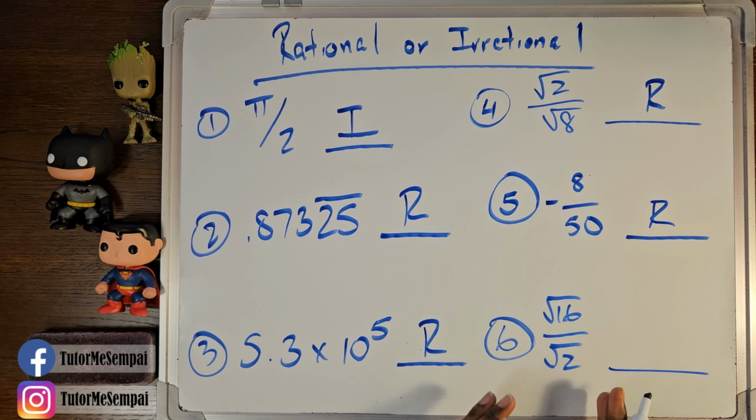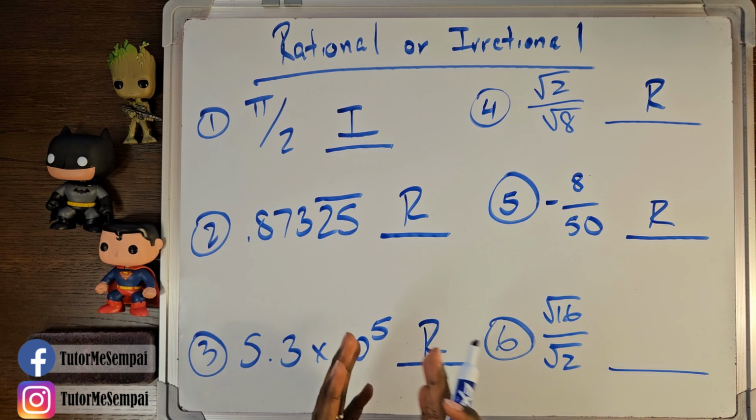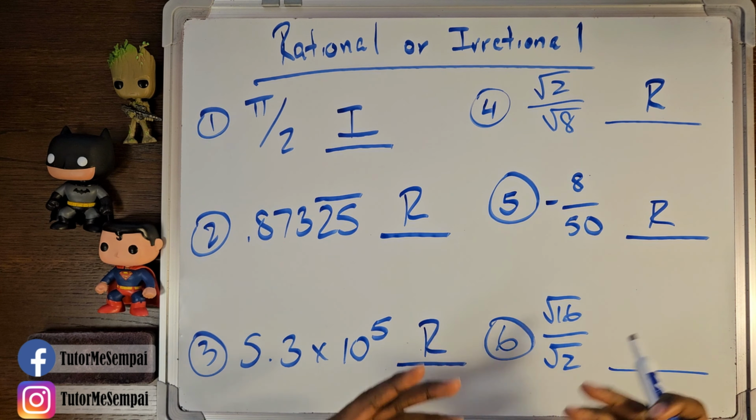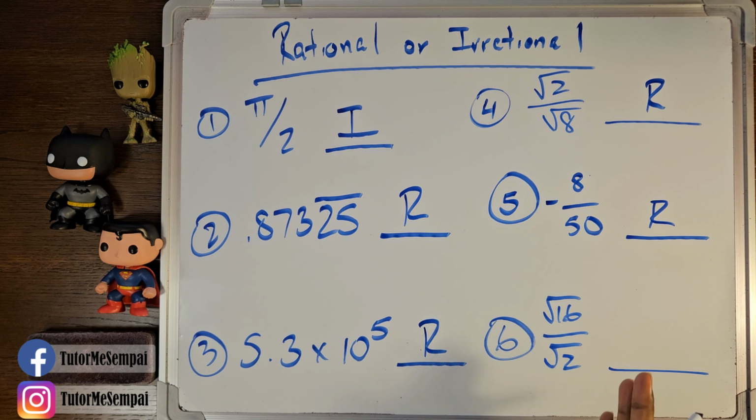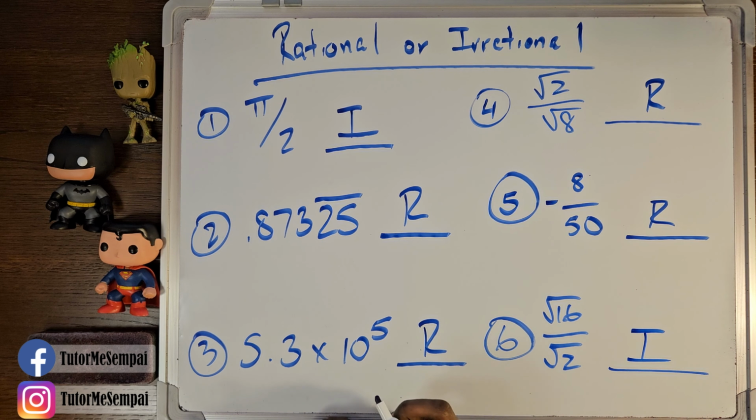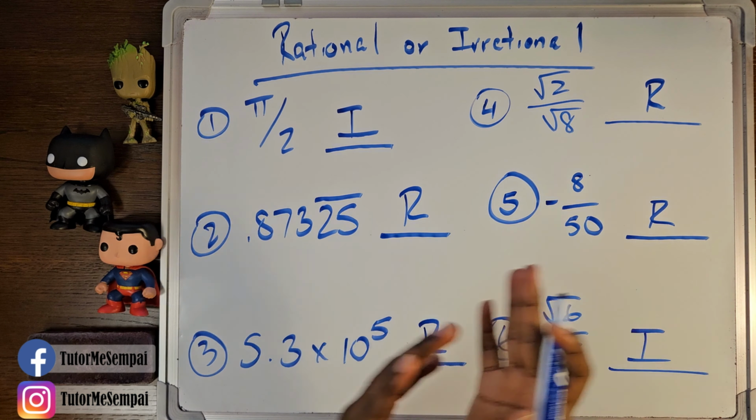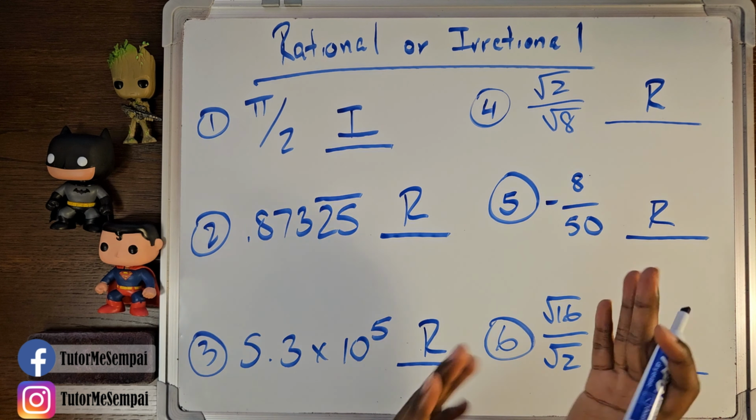How about our last one? We have square root of 16 over square root of 2. Is it going to be rational or irrational? Well, once again, you have to do a little bit of math here. But if you were to simplify this, you would see that not all of the radicals go away. And it's not going to be a perfect radical that remains since it didn't go away, thus making this an irrational number. So these are just a few examples to kind of drive home which numbers will be irrational and which ones will be rational.